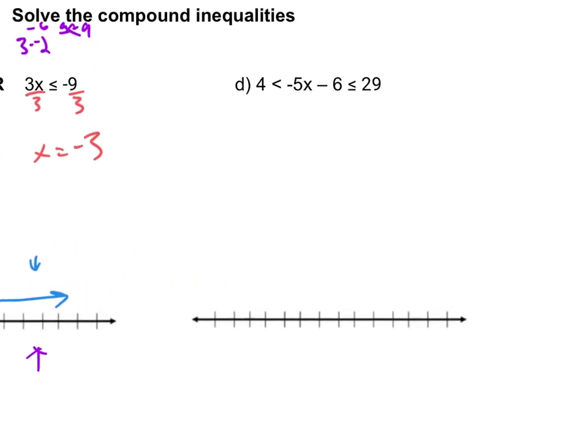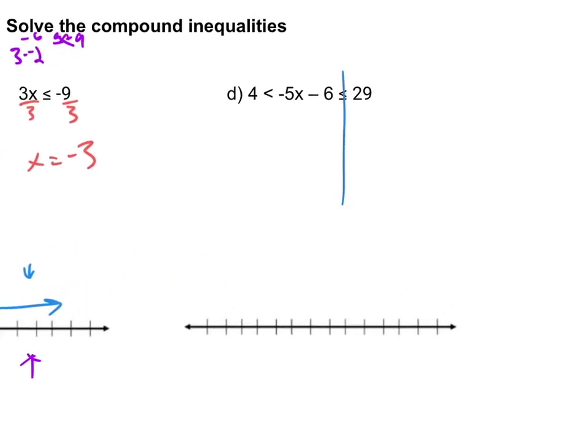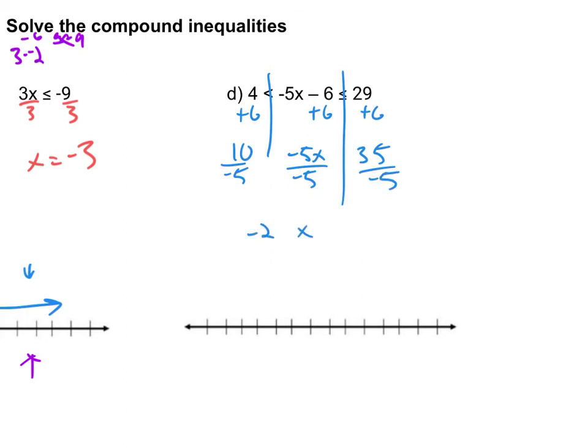Let's move on to the next one here. Same type of thing, except this time, remember, if I do something, make sure to do it to everything that's happening here. So I've got an AND statement, so I've got to add that 6 to both sides. So I've got 10, I've got my negative 5x left, and I've got my 35 over here. I'm going to divide by a negative 5 on everything, absolutely everything. So I've got my two boundary points at negative 2 and negative 7. So I'm going to put my first one at negative 7.